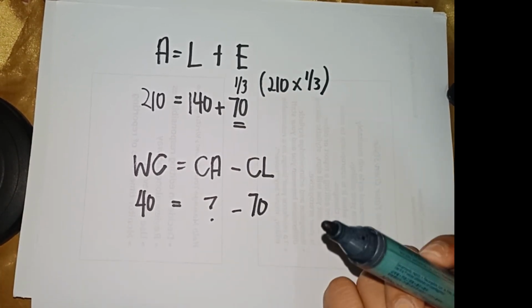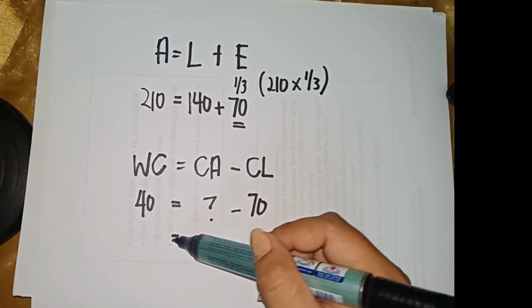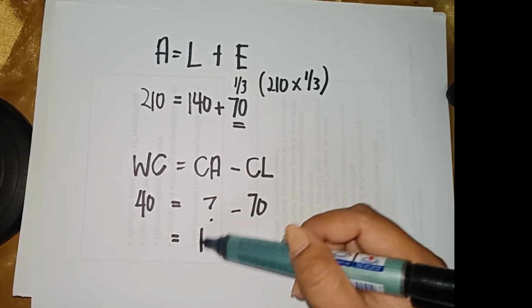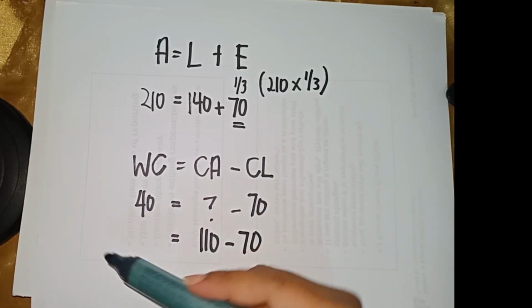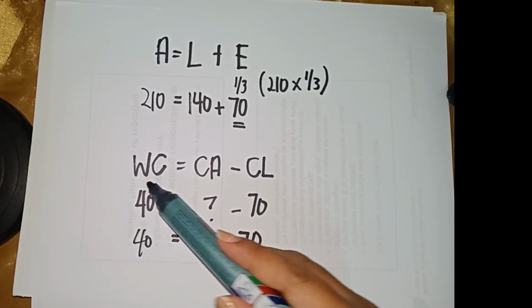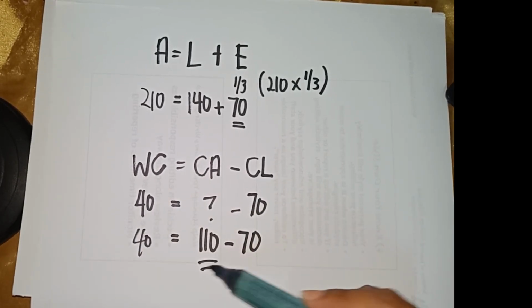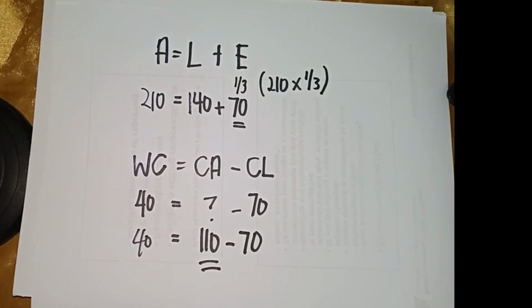So, madali na lang i-compute. Therefore, ang ating current assets is 110,000. Pag binawasan mo ng 70, again, 40, working capital. Again, ang answer natin is 110,000.